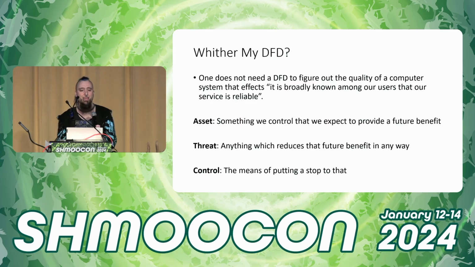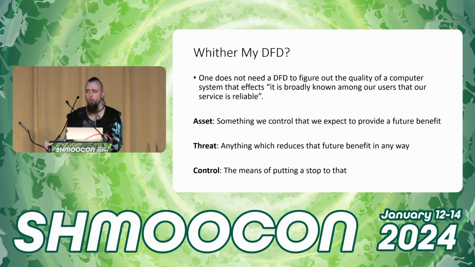And where do I get this? It's not just something that I made up. It's actually the accounting definition of an asset, which is something we control that we expect to provide a future benefit, in fewer words. There are more words in GAAP. You don't need them for this. The threat, it follows from that, is anything which reduces that future benefit in any way. At all. It's literally anything that says, hey, my asset no longer provides me a future benefit.